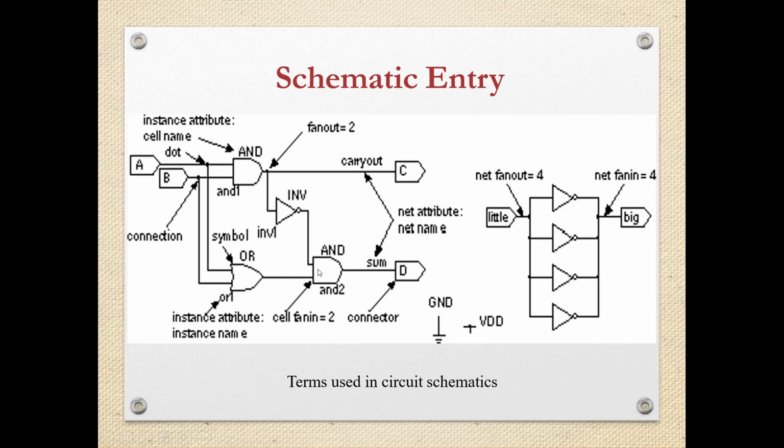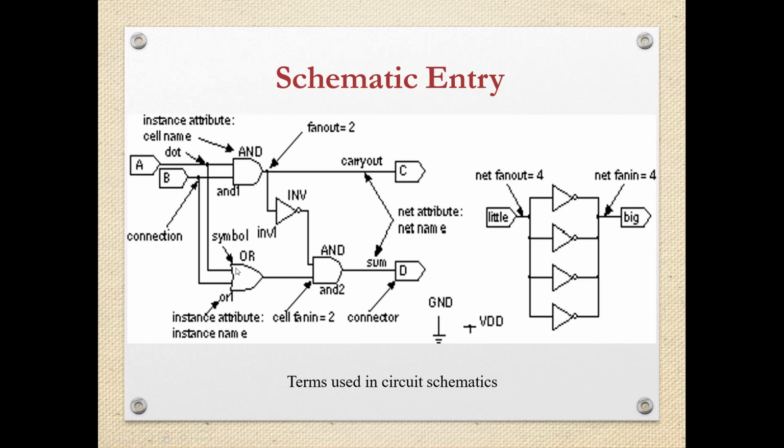Then for that particular logic gate, what is the fan in and what is the fan out, that is also specified. For example, for this AND2, the cell fan in is 2. For this AND gate, the fan out is equal to 2, which means we can have 2 connections from the output of this AND gate, which can drive 2 different outputs. That is the fan out. The different connections, the instance attribute, the instance name, everything is specified.